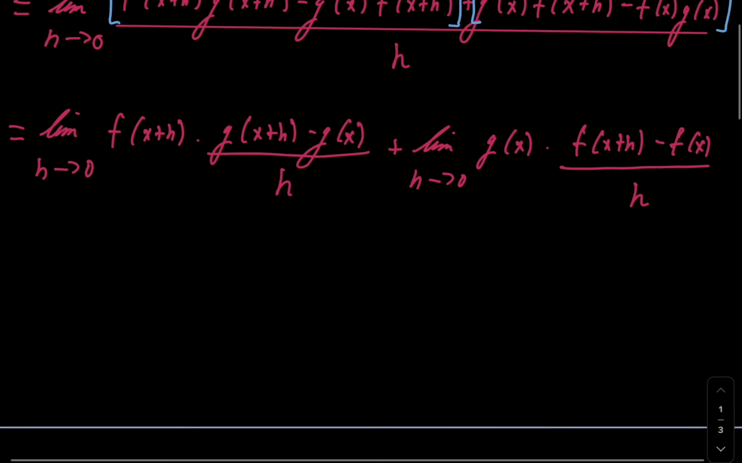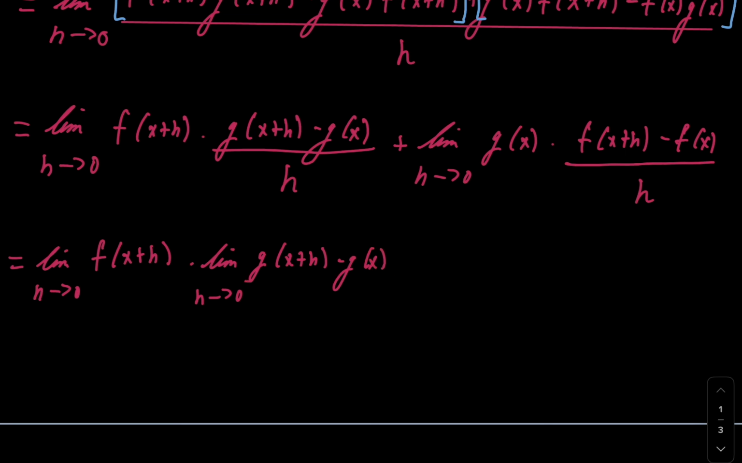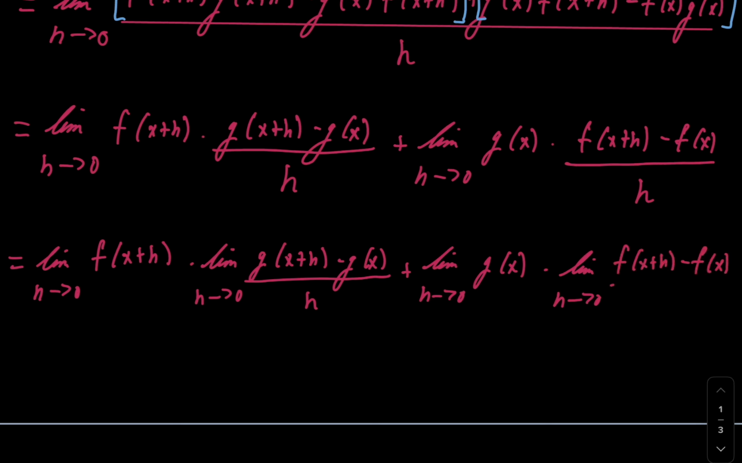All right. So for the next line of work, we're going to have the following, and I need to make sure I write small: the limit as h approaches 0 of f of x plus h times the limit as h approaches 0 of g of x plus h minus g of x divided by h, plus the limit as h approaches 0 of g of x, times the limit as h approaches 0 of f of x plus h minus f of x, all divided by h.